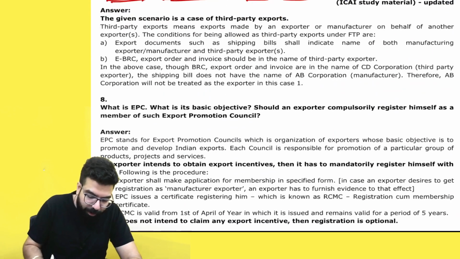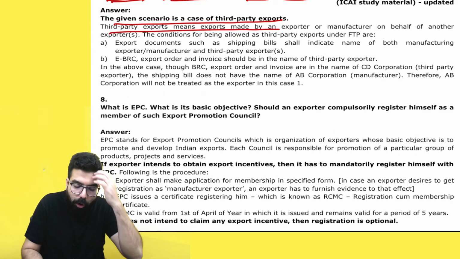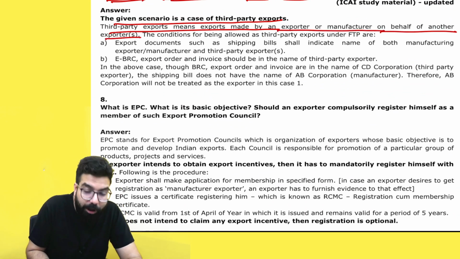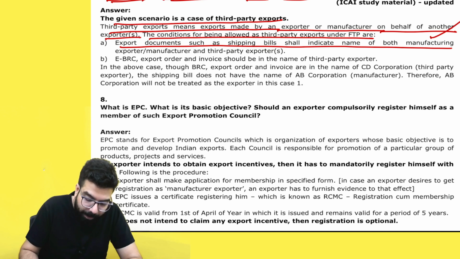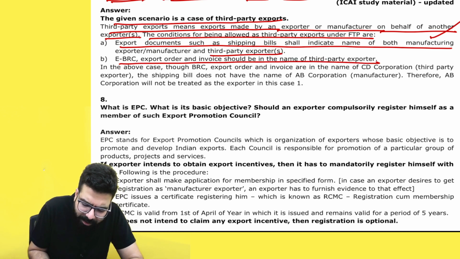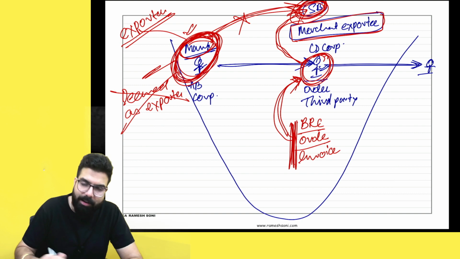If you see this question over here, this is a scenario of third party export. Third party export means export made by an exporter or manufacturer on behalf of another exporter. The condition is export documents such as the shipping bill should indicate the name of both the manufacturing and the third party exporter. All these invoices etc. can have only one person's name. So Baba, in the shipping bill both persons' names should be there. This document can have his name, no problem. Next.